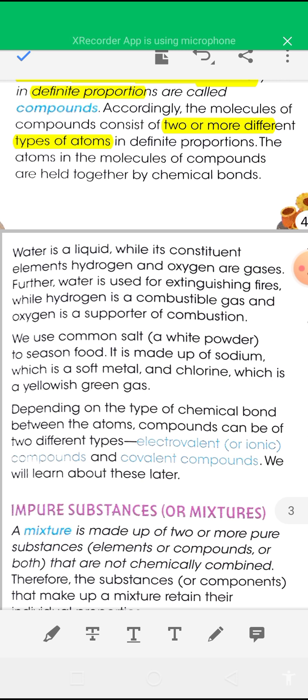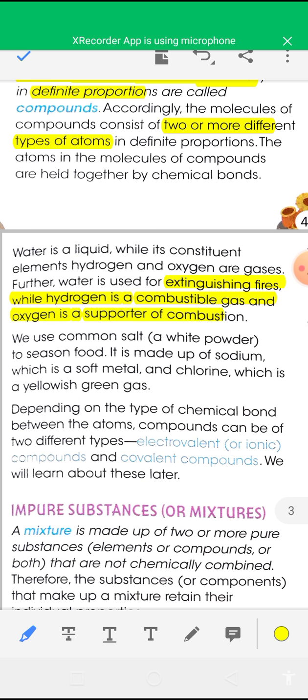For example, water is used to extinguish fire, while hydrogen is a combustible gas and oxygen is a supporter of combustion. So the properties of the compound are different from its constituent elements. Okay, remember that.